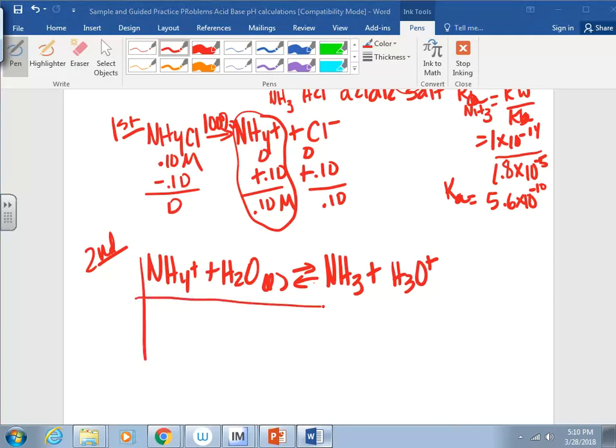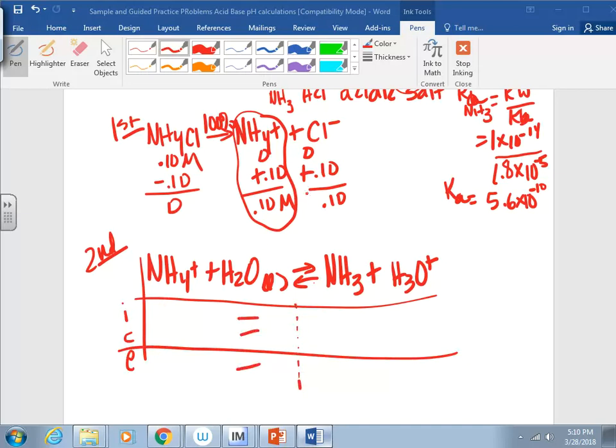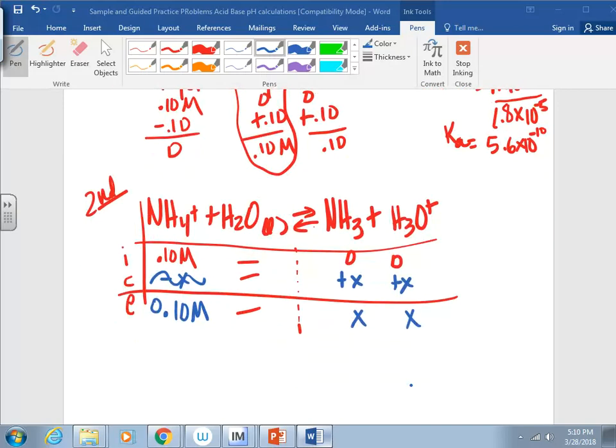I'm going to ICE this problem. Remember, liquids do not affect your equilibrium. So we're going to now pull this concentration of ammonium ion down, and it plugs in right here, 0.10 molar. 0 and 0. So minus x, plus x, plus x. We can neglect the x here because we have an initial amount, to simplify our problem. So 0.10 molar is going to be the ammonium ion concentration. Ammonia is going to be equal to x, and hydronium ion is also equal to x.